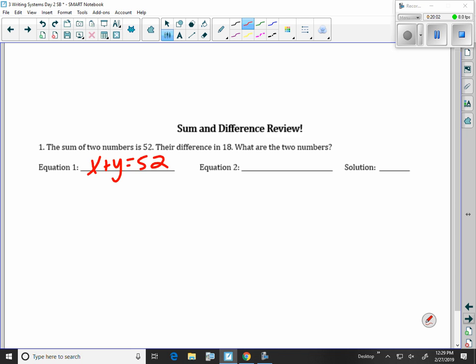Okay, Laura, what would the difference look like? X minus Y is 18. Yes, X minus Y equals 18. Okay, put those into Desmos.